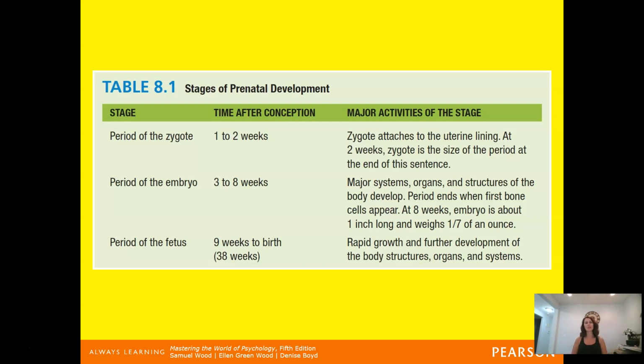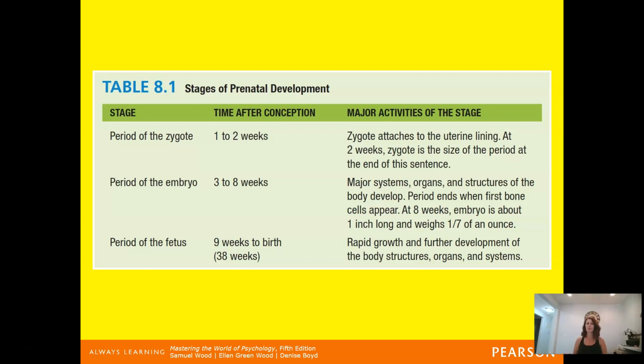You have your period of the zygote, which is weeks 1 to 2. The zygote attaches to the uterine lining at 2 weeks. The zygote is the size of a period mark at the end of a sentence. This stage is still traveling down, and then it attaches to the uterine lining. Your period of the embryo is 3 to 8 weeks. This is where your major systems and organ structures of the body develop, and the period ends when the first bone cell appears. At 8 weeks, the embryo is about 1 inch long and weighs about 1/7 of an ounce.